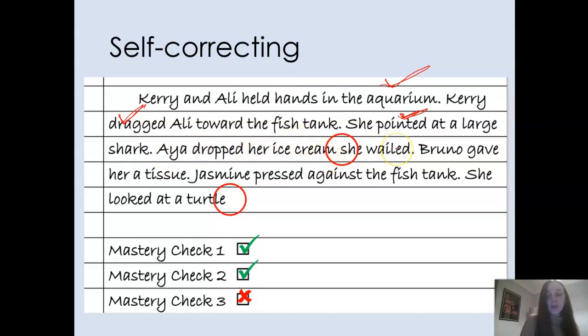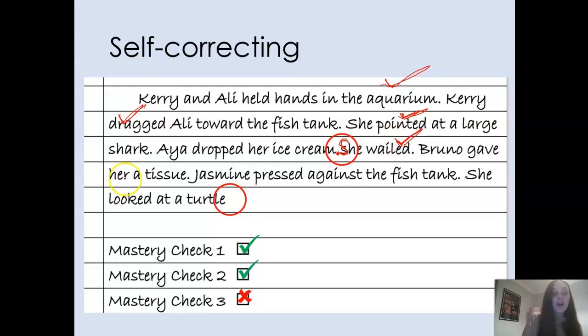She wailed. Uh-oh. Can you see that they've joined up two sentences? We call that a run-on sentence. Aya dropped her ice cream. What do they need to do here where there's a mistake? They need to add in, don't they, a full stop after ice cream and a capital S for she to correct that. She wailed. Well, excellent use of the word from the vocab box.